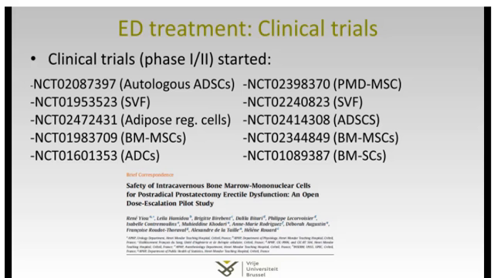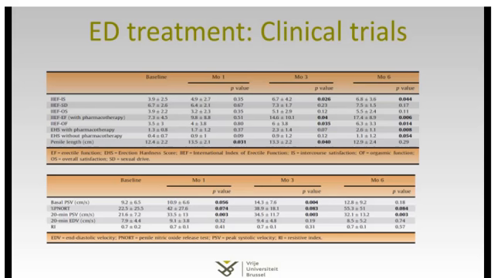There is just one report of the clinical trial, the report of the phase one, so the safety, which is the study that you see here, the safety of intracavernous bone marrow mononuclear cells in erectile dysfunction. And the results are shown in the table here. So the patients were treated with the injection of these cells, and they were monitored for 6 months. And as you can see here, the values of the baseline, these are all the parameters of the International Index of Erectile Function. As you can see here, this is after 6 months, so the later time point of evaluation.